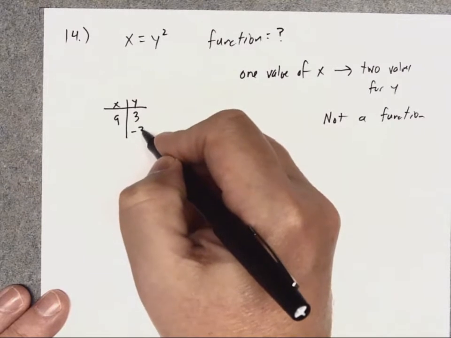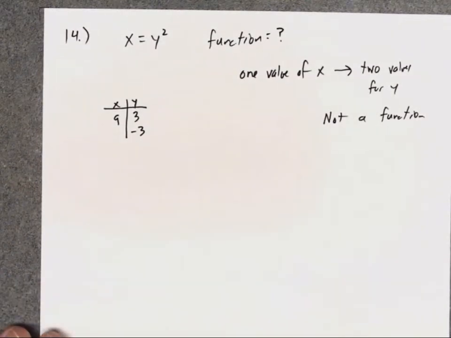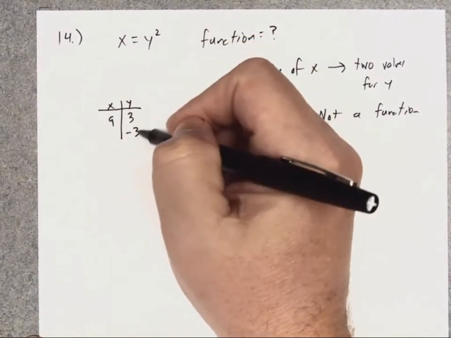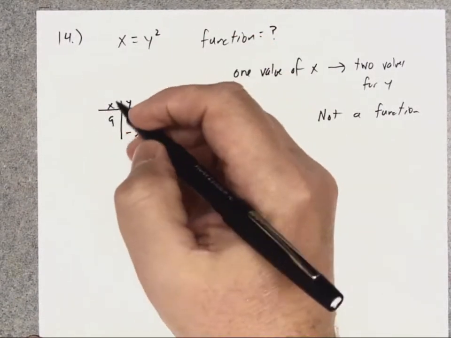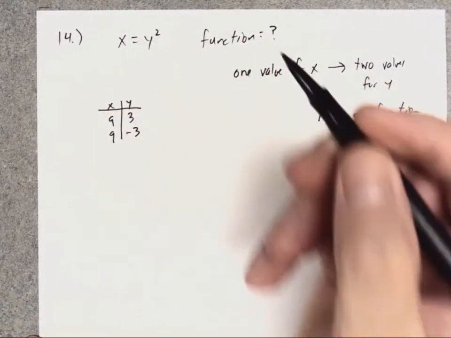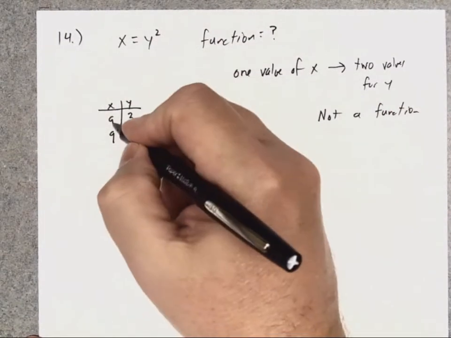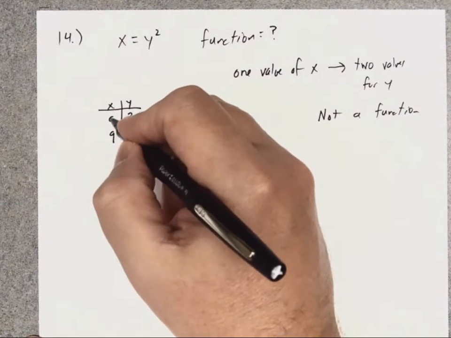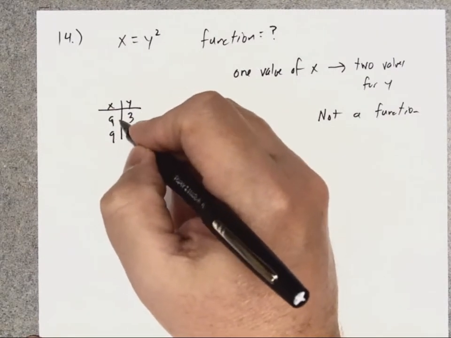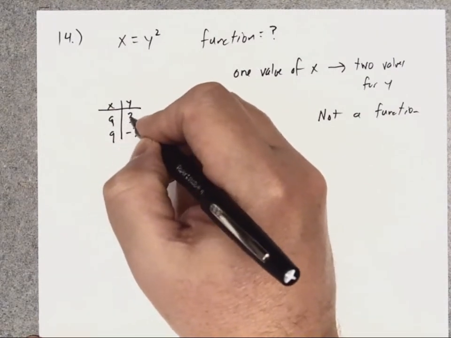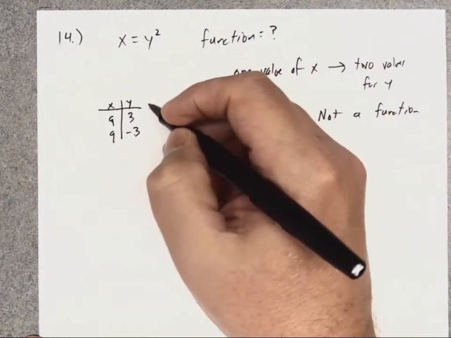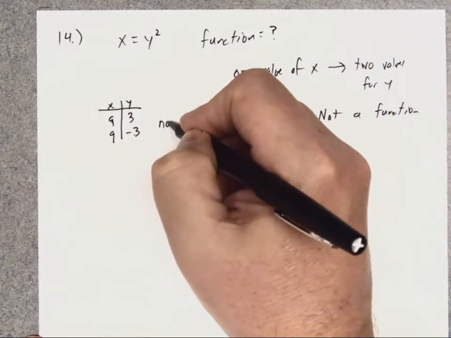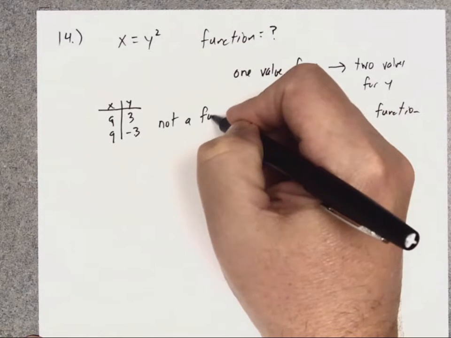However, what if I set y equal to negative 3? Then from this equation, what is x going to be? Well, negative 3 squared is 9. So here's a case where one value for x, the same value, the number 9, can equal both 3 and negative 3. And by definition, that is not a function.